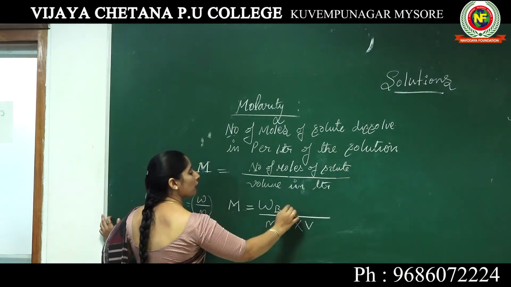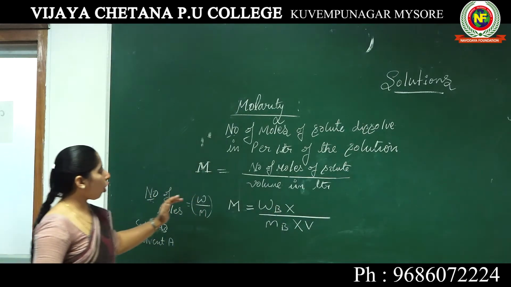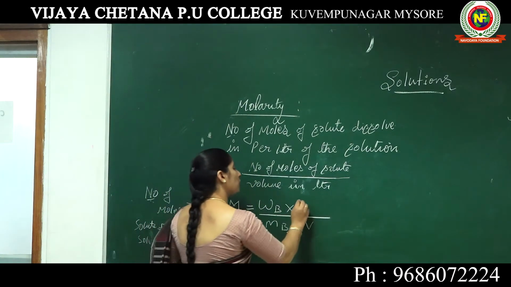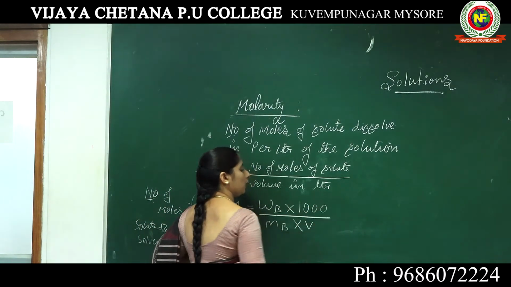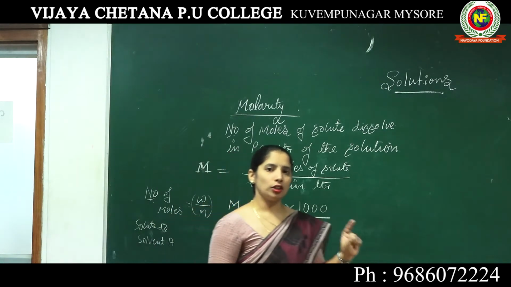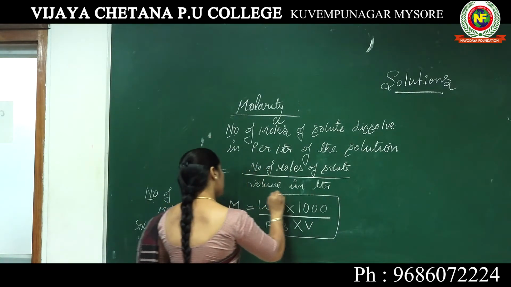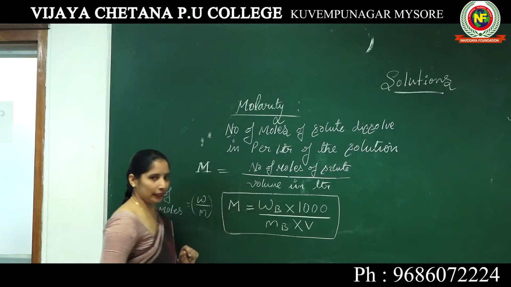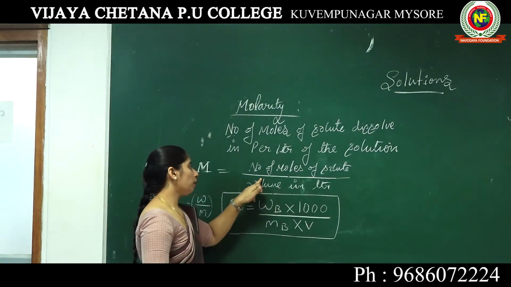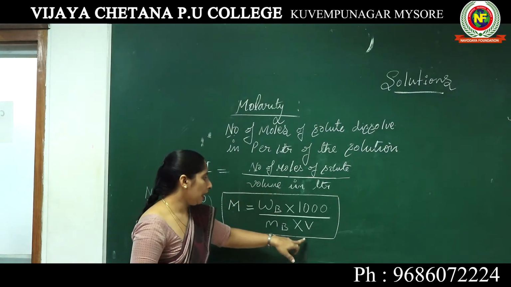Always the solute quantity is given in the problem in the form of milliliters, ml. They will give it in ml, so I have to multiply with 1000. So this is the equation of the molarity. Molarity is nothing but the number of moles of solute dissolved per liter of the solution, the volume in liters.